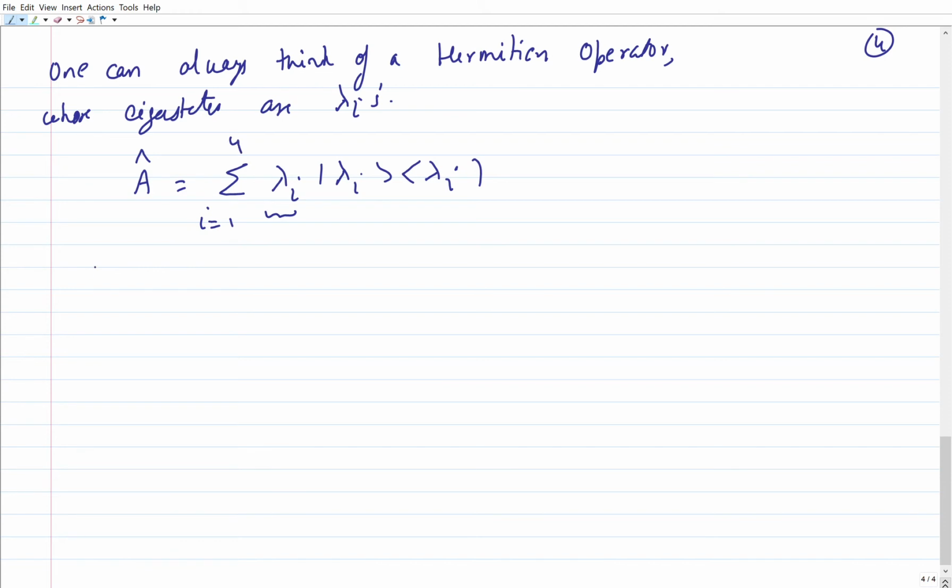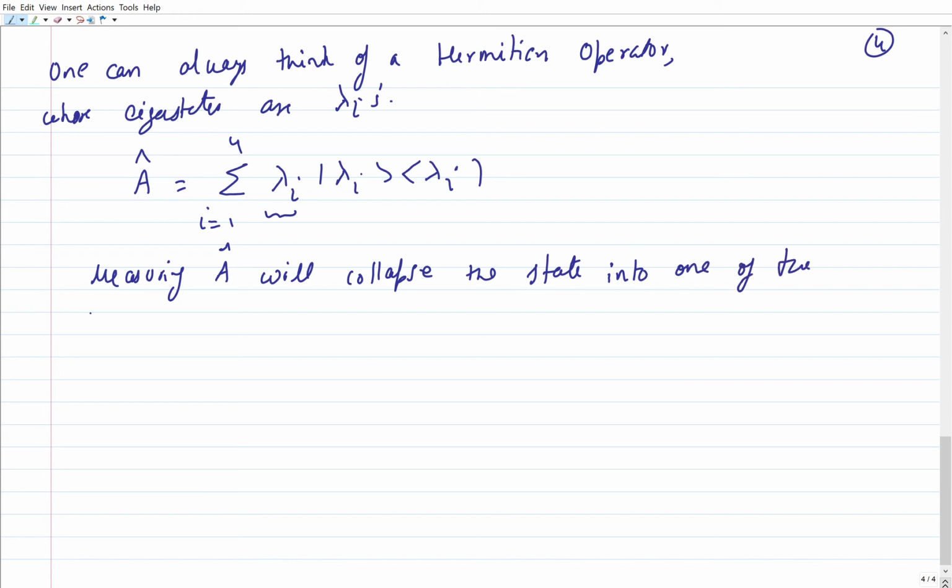And the postulate of quantum mechanics tells me that measuring A will collapse the state into one of the eigenstates. So in principle, Bob can have an operator A that, when measured, is going to collapse it into one of these four states. So hence these states are actually distinguishable states. So that's the idea. So what's the message?